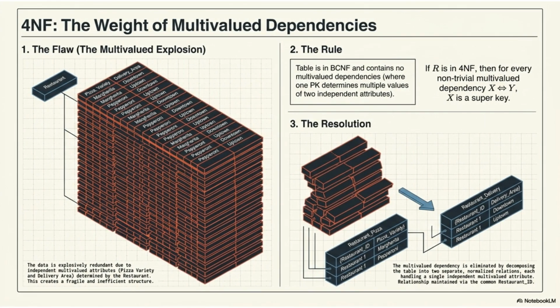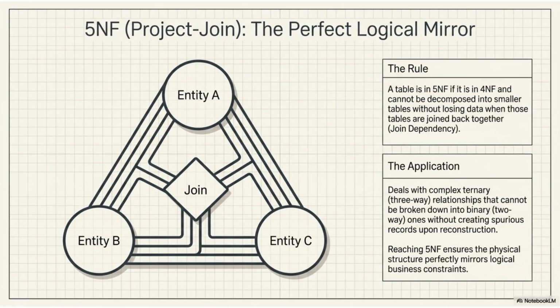4NF addresses the weight of multi-valued dependencies. By separating independent multi-valued attributes, we prevent explosive data redundancy. 5NF, or Project-Join Normal Form, deals with complex ternary relationships. It ensures physical structures perfectly mirror logical business constraints.